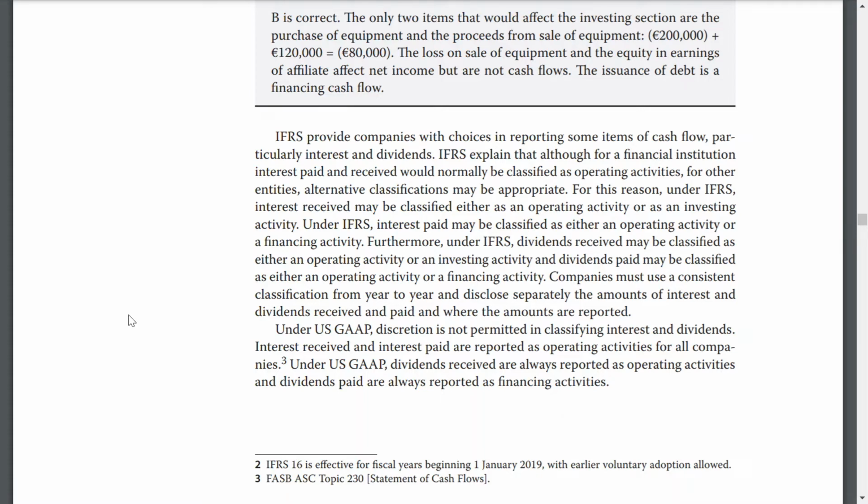Companies should use a consistent classification from year to year and disclose separately the amount of interest and dividends received and paid, and where the amounts are reported. Under US GAAP, discretion is not permitted in classifying interest and dividends. Interest received and interest paid are reported as operating activities for all companies. Dividends received are always reported as operating activities, and dividends paid are always reported as financing activities.